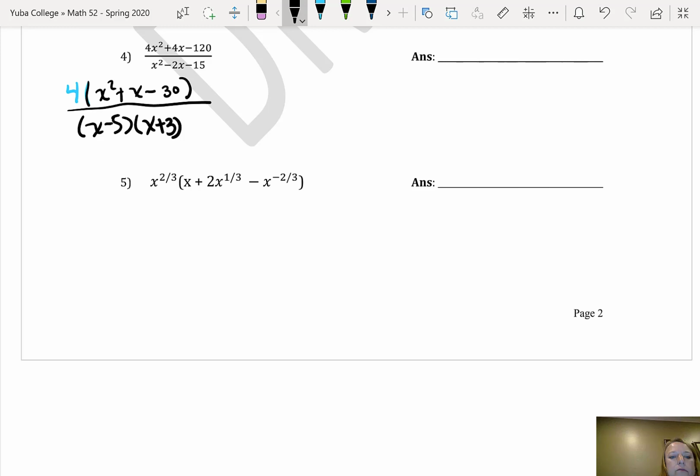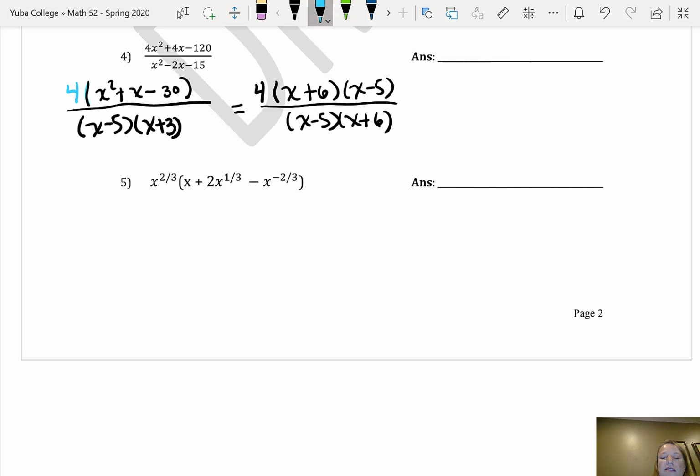I also notice that my numerator could be factored a little further. And so I'm looking at what multiplies to negative 30 and adds to 1. And so that would be positive 6 and negative 5. So that would factor as the quantity x plus 6 times the quantity x minus 5, all over this x minus 5, x plus 3.